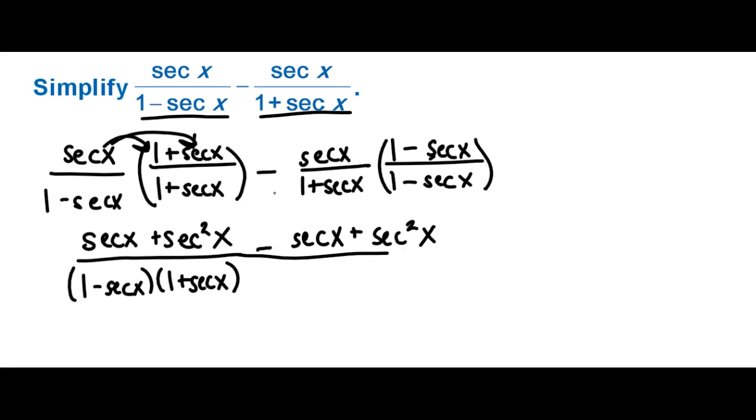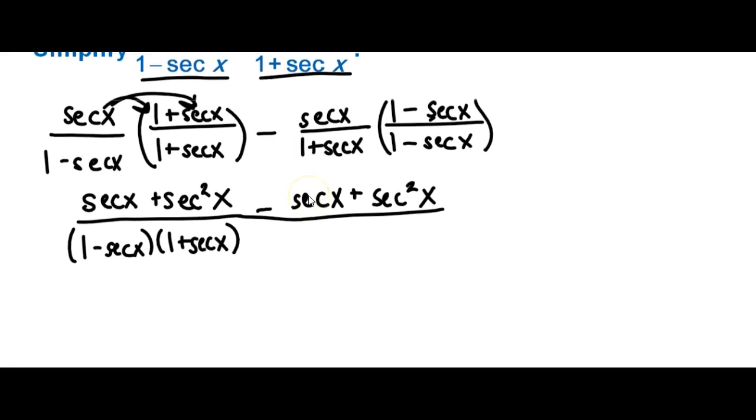And again, this is all going over that same denominator that we wrote, because I can combine them. So if I have secant of x minus secant of x, those two are going to cancel each other out. Then if I have secant squared of x plus secant squared of x, that gives me 2 secant squared of x.